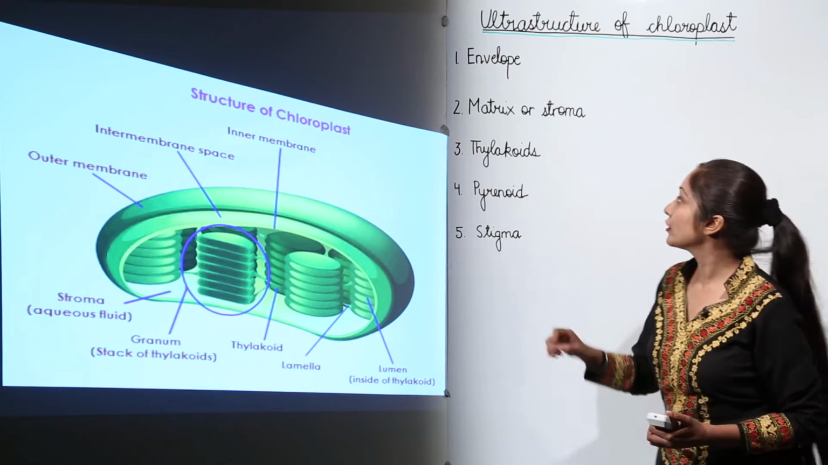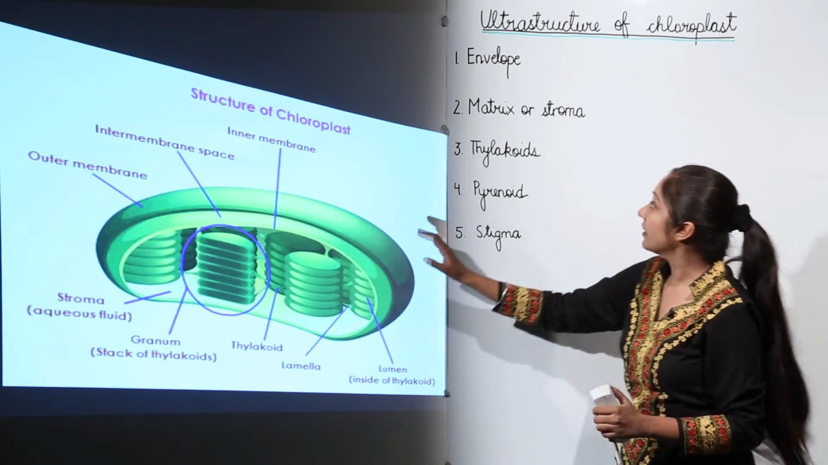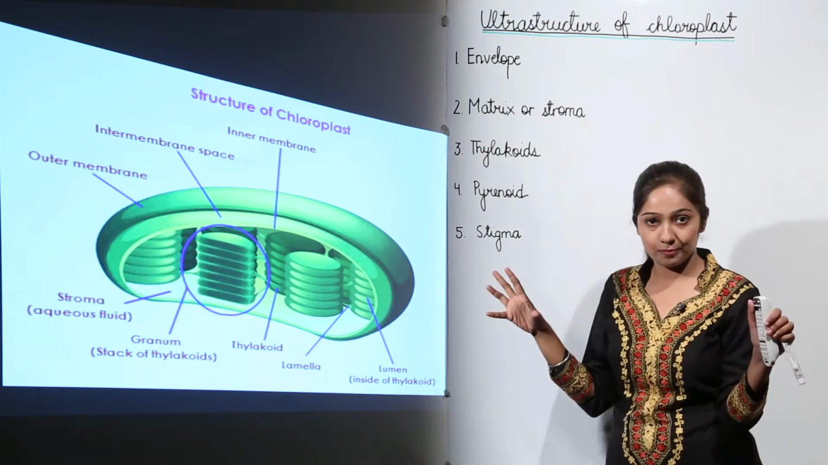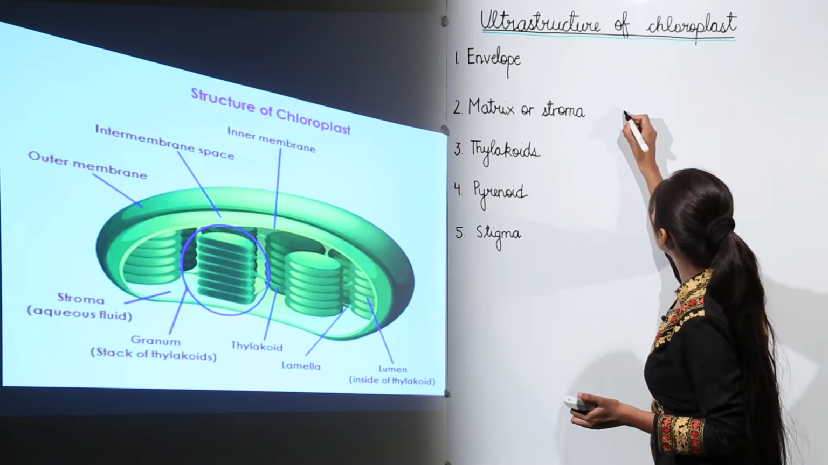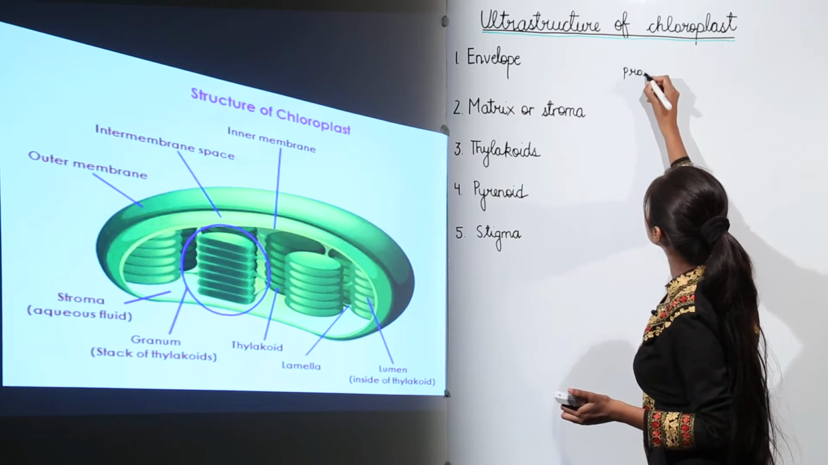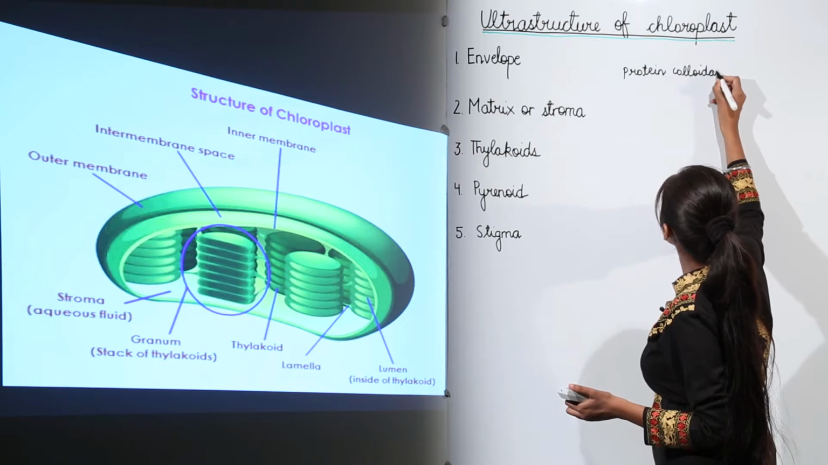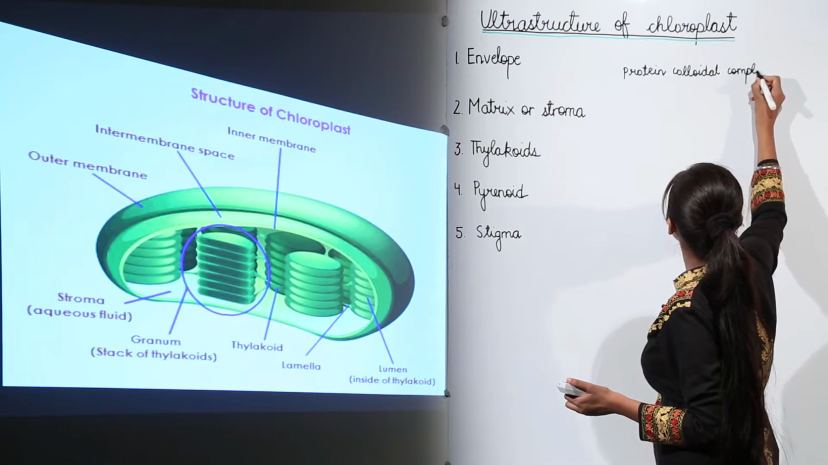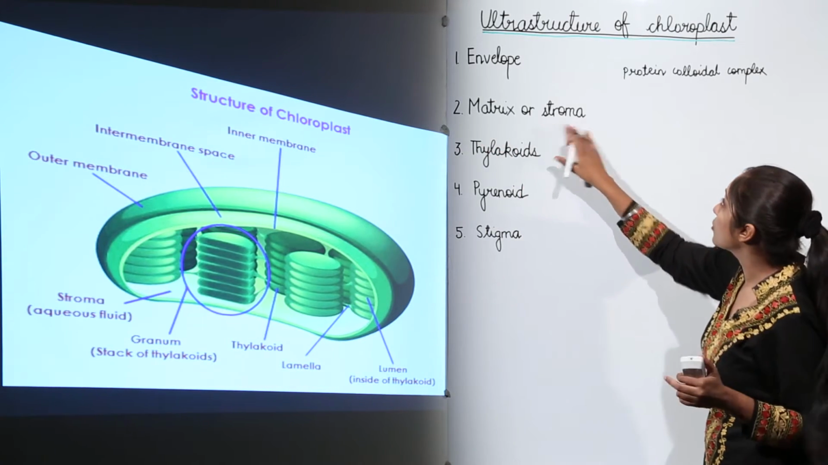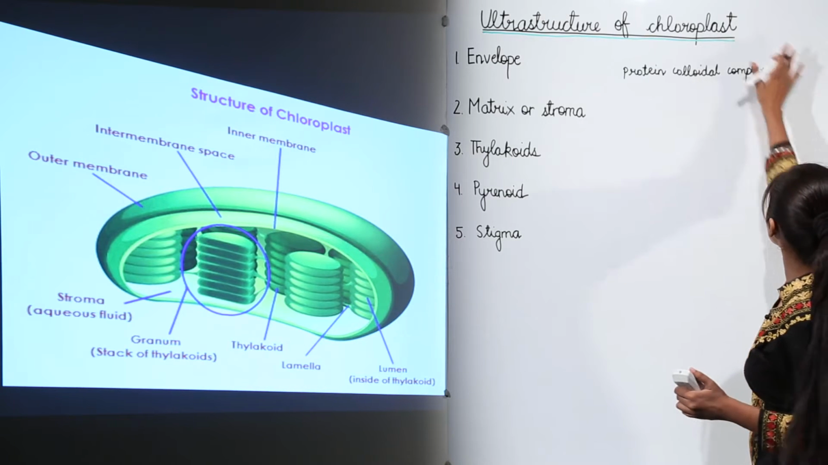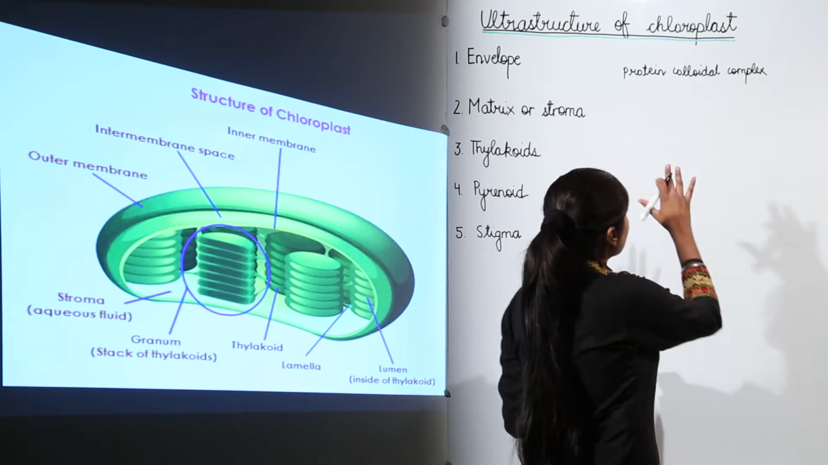Now let us move on to matrix or stroma. Inside this envelope, as you see here, there is a fluid, the aqueous fluid, which is made up of protein colloidal complex. This matrix, which is also known as stroma, is formed of protein colloidal complex. And what else does this matrix or stroma contain? Let us discuss that one by one.